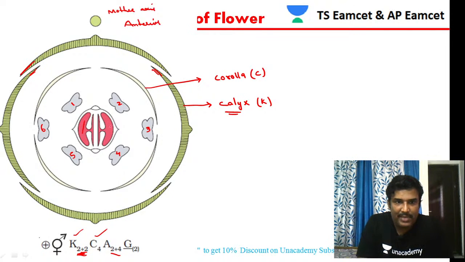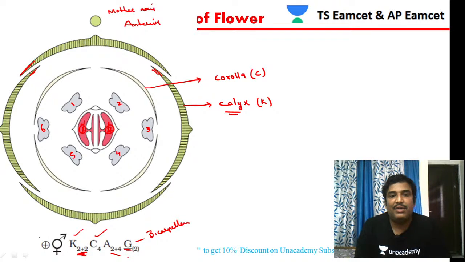Then the gynoecium. This is one carpel, and this is another carpel. So 2 carpels are present here. Such a condition is called bicarpellary. Here you see a dash present at the bottom. The dash at the bottom indicates that it is a superior ovary.